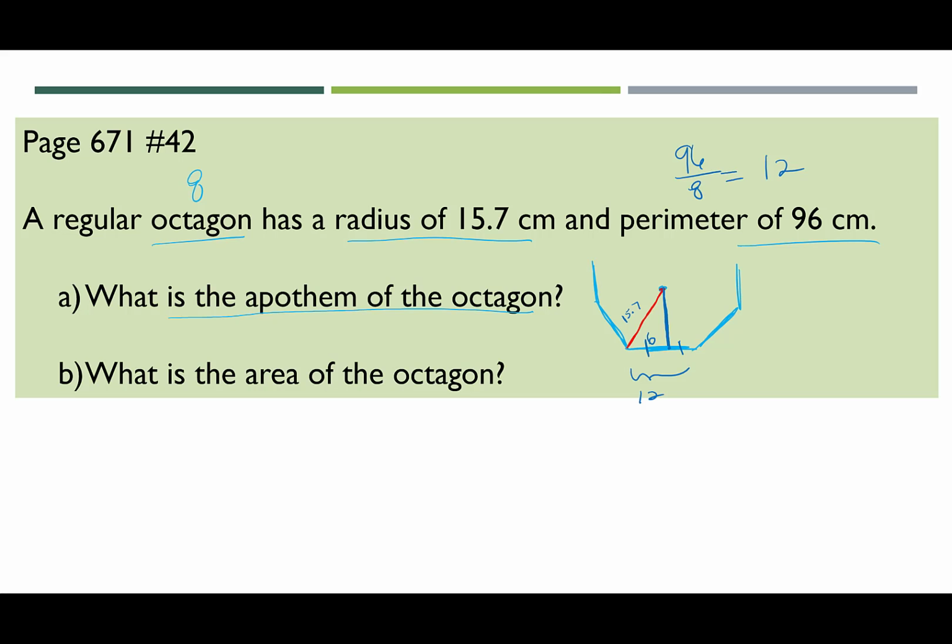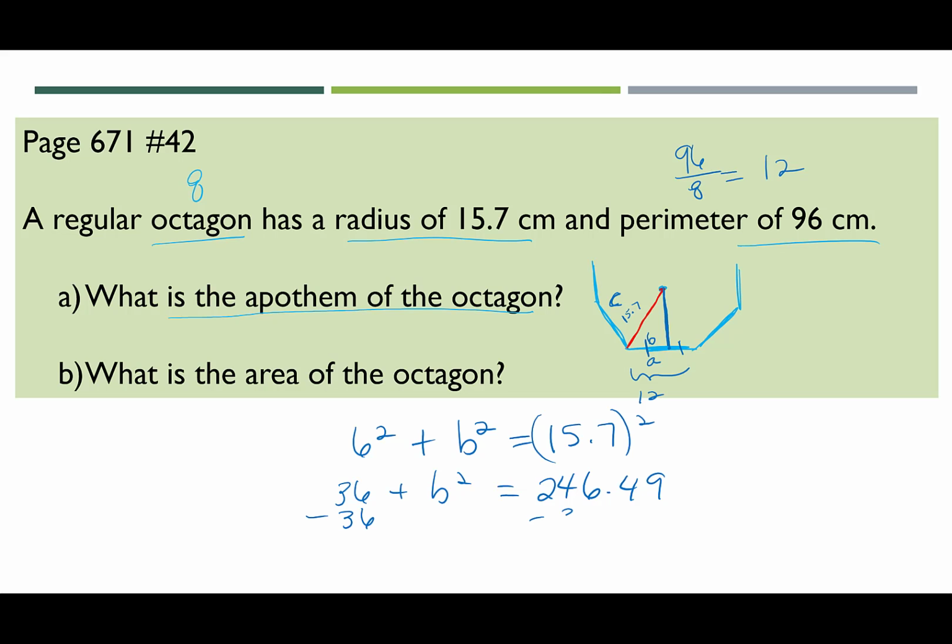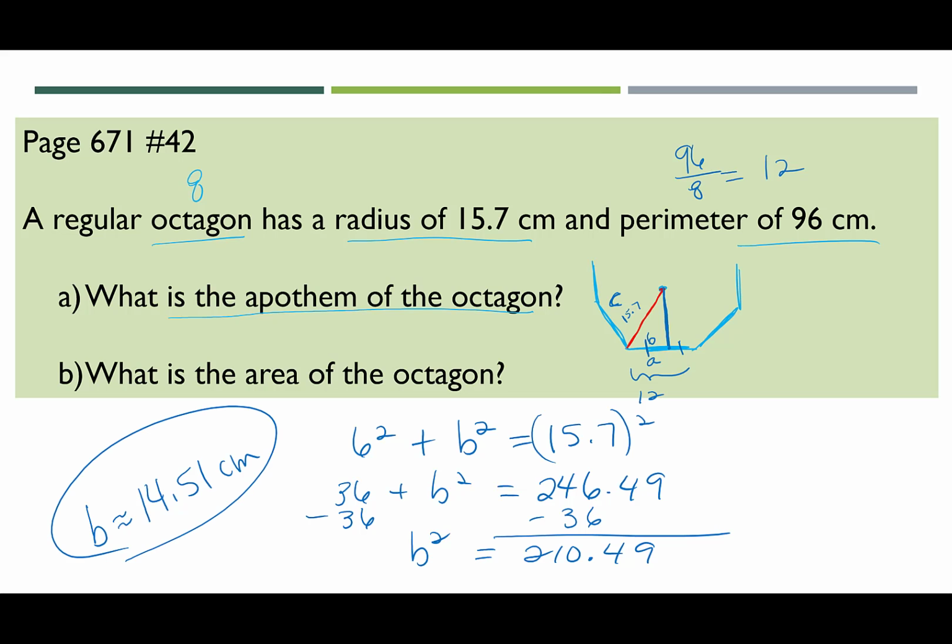But I want you to be careful here because the radius is still your C, and we can just let the 6 be our A. So we can say 6 squared, we'll call the apothem B squared, equals 15.7 squared. That is 36 plus B squared equals 246.49. I'm going to solve this just like a regular equation by subtracting 36 from both sides to get 210.49 equals B squared. The very last step is to take the square root of both sides, and that leaves us B is approximately 14.51 centimeters. And that's the distance of the apothem.